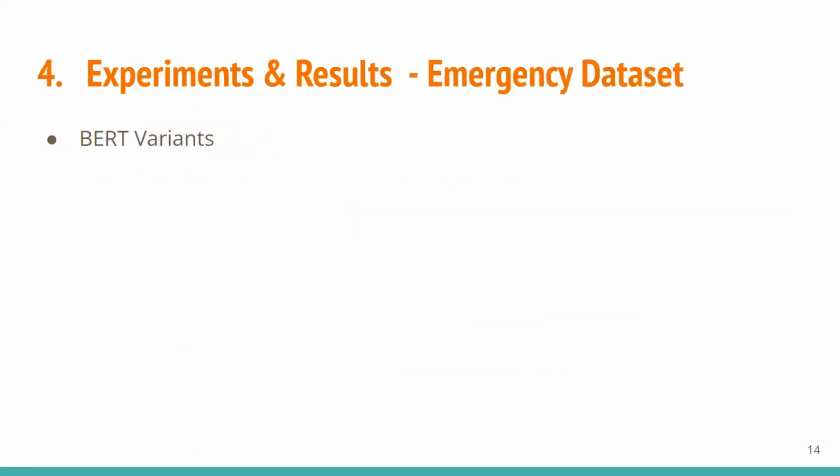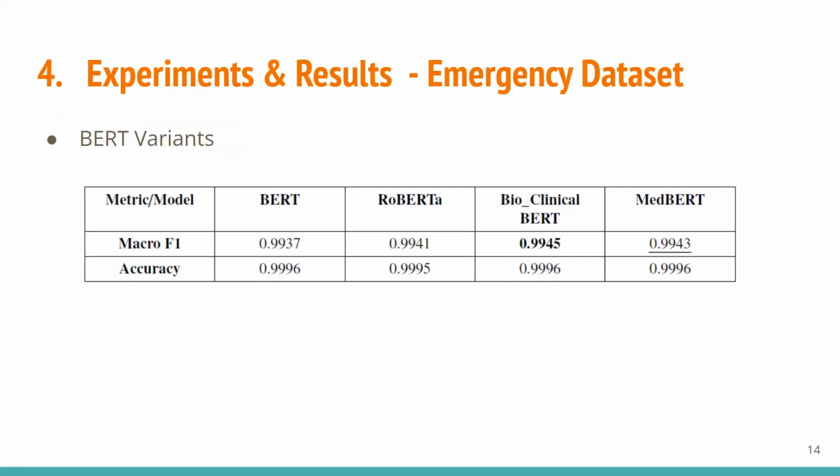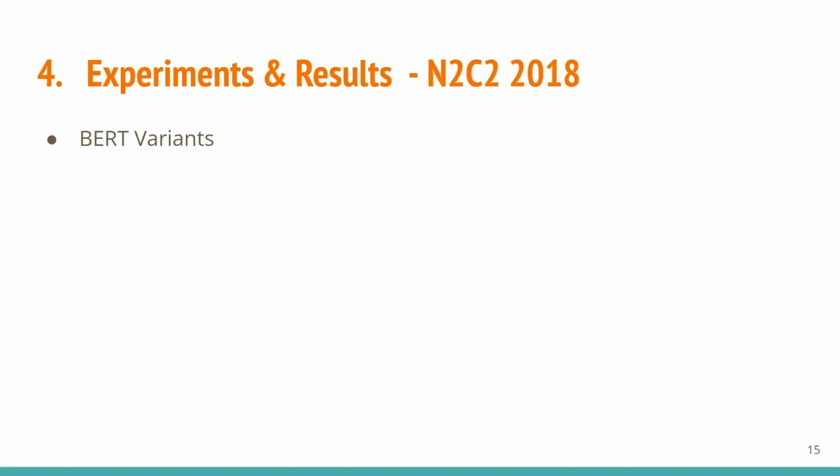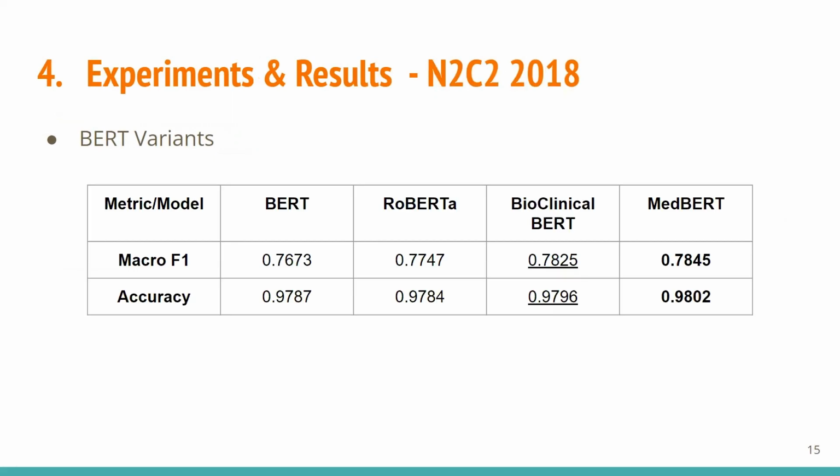As for the results on the emergency dataset, the macro F1 scores were all relatively high for all the BERT variants, and the best model is bioclinical BERT at a macro F1 of 0.9945. For the N2C2 dataset, the best model is MedBERT, which has a macro average score that is 1.71% higher than that of the BERT model.